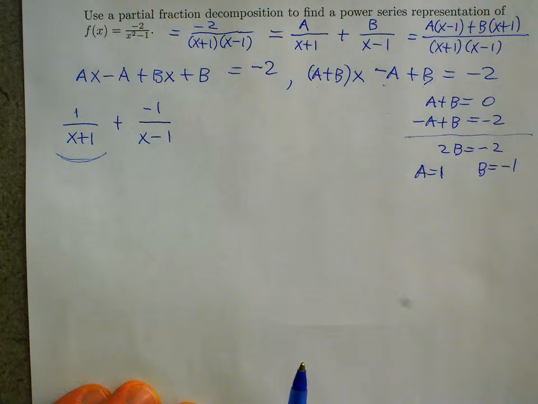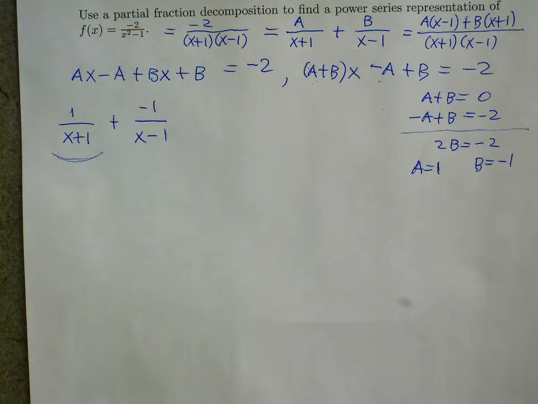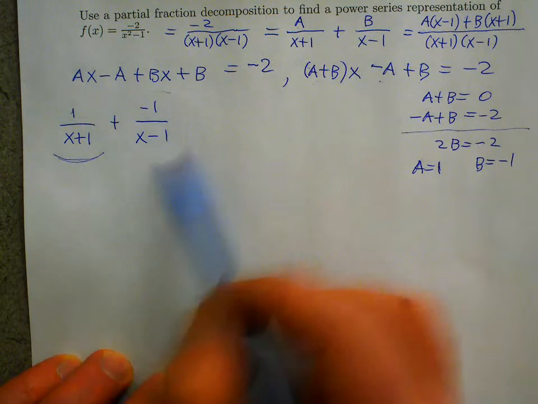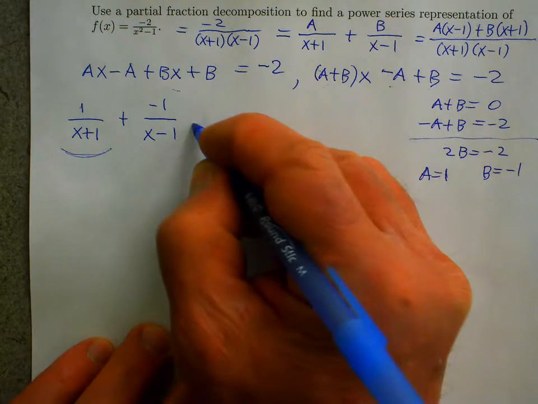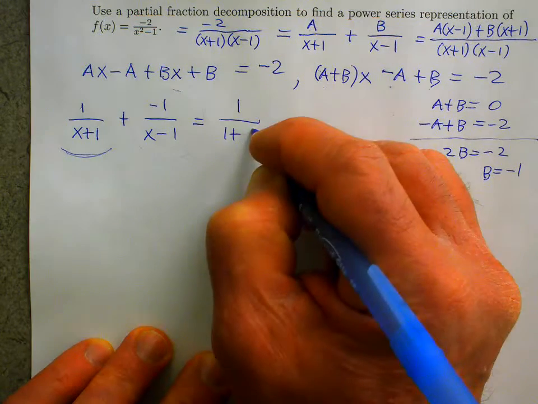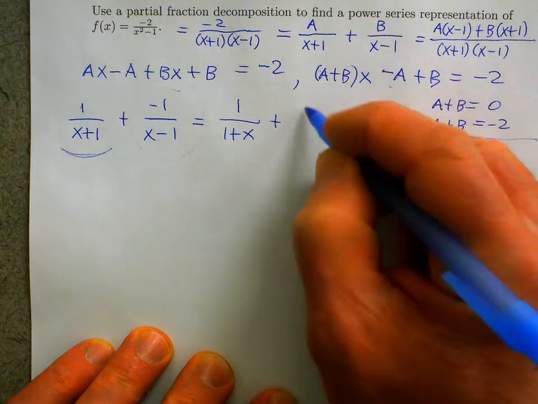And anything else that you notice? If I multiply this second rational expression by 1 in the form negative 1 over negative 1, I'll get 1 over 1 minus x. And we know what 1 over 1 minus x is. So let's think of this as 1 over 1 plus x, and then plus 1 over 1 minus x.